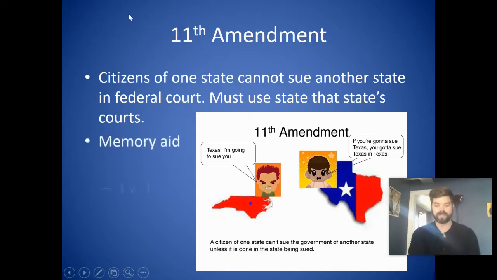Now the memory aid is 1 versus 1. So a person versus a state. Imagine you can't do it in federal court. It has to be in that state. So it's 1 versus 1, a person versus the state. No federal government involvement. Okay.